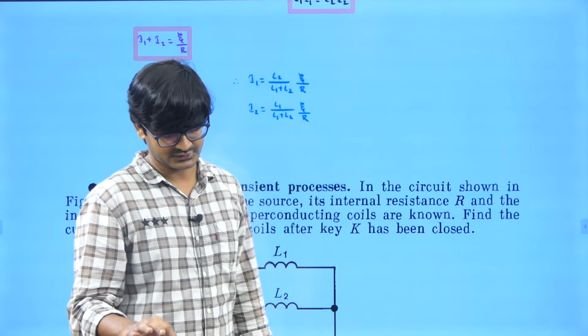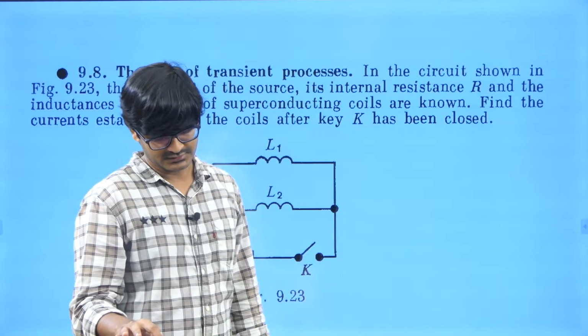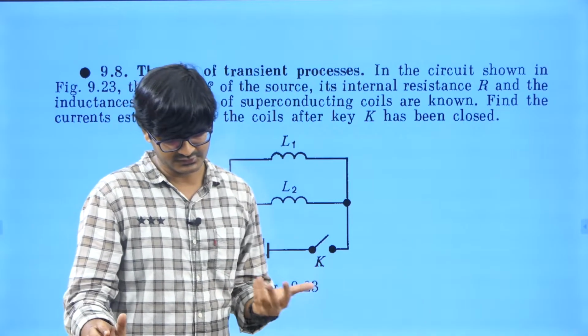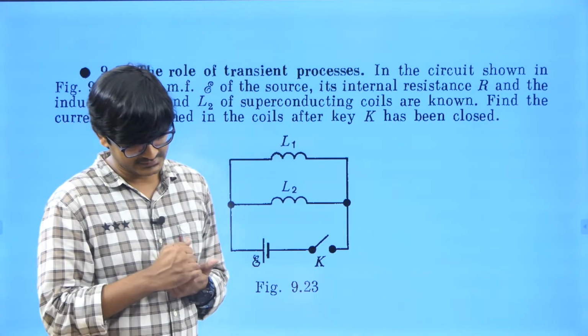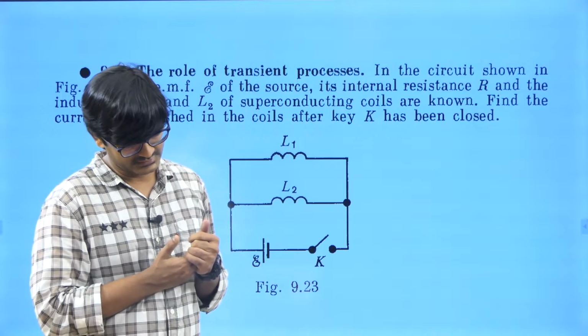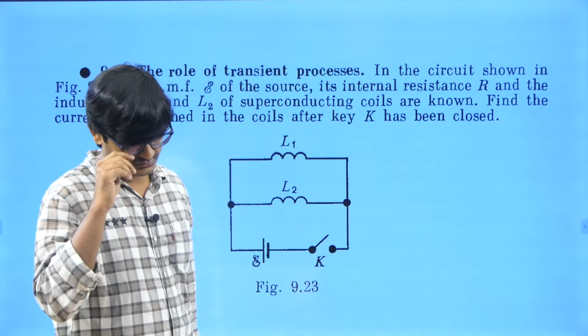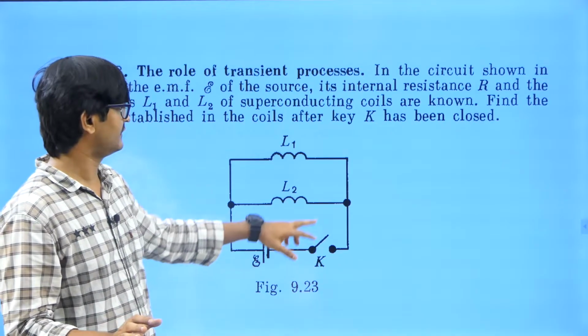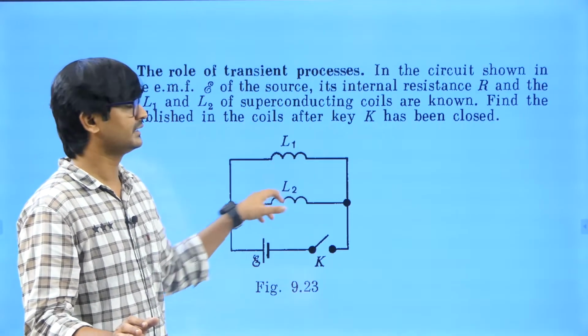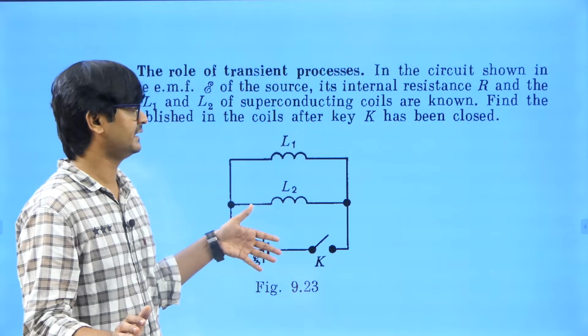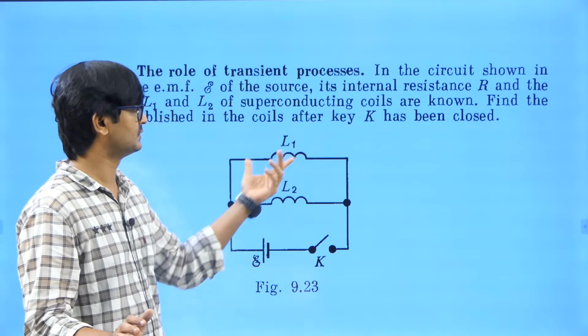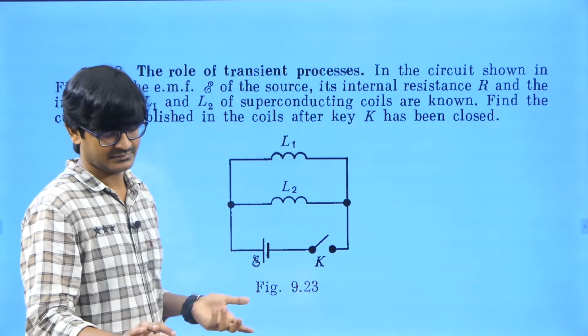Now in the next question, in the circuit shown, the EMF of the source and its internal resistance and the inductance of the superconducting coils are known. Find the currents established in the coils after the key is closed. So when you close the key, what will happen? Some currents will try to go in the inductors, so there will be opposing EMF and so on, but these two are parallel, so their potential difference has to be the same every time.